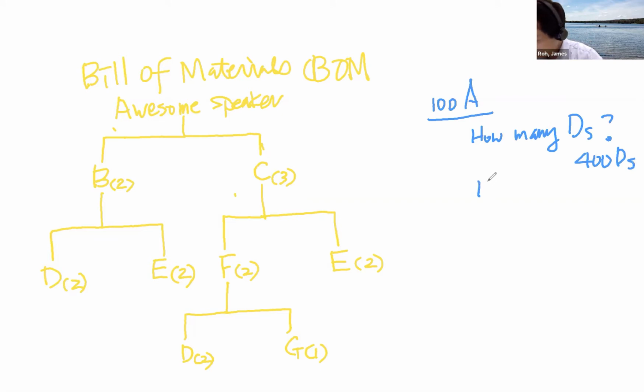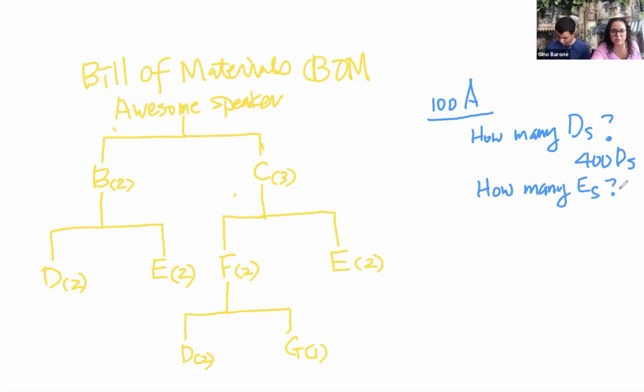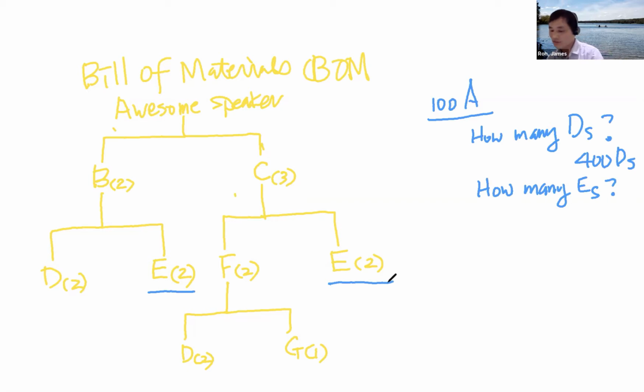How many E's do you need? Also 400. Yeah, if you look at just on your left-hand side, it's 400. But remember that there's another E here. So here's E, and here's another E. So then how many do you need? Wouldn't it be the 4 again and then times the 100?